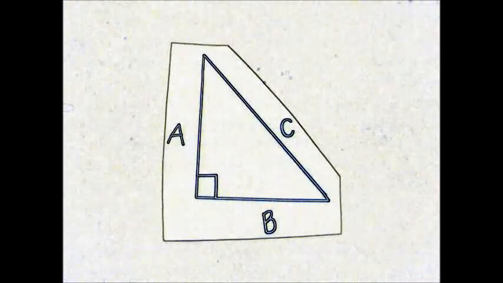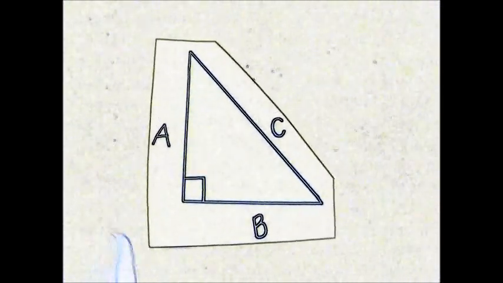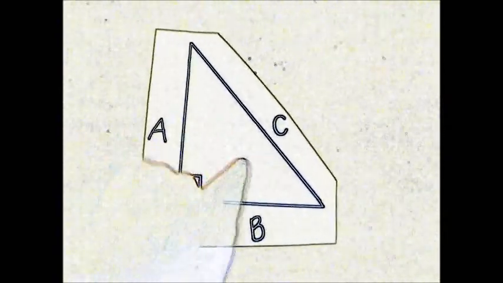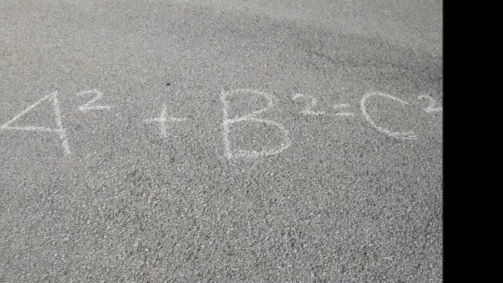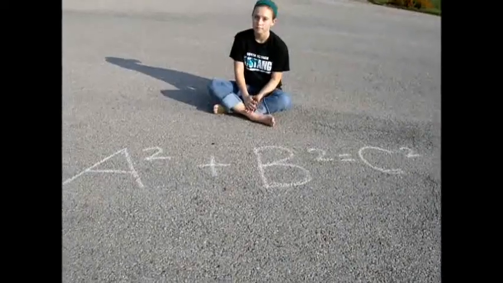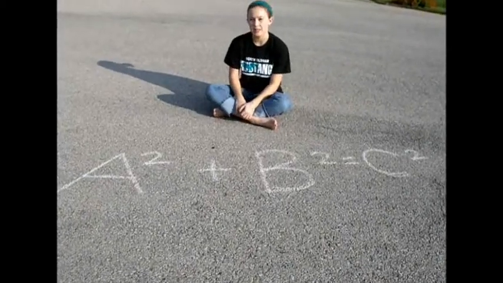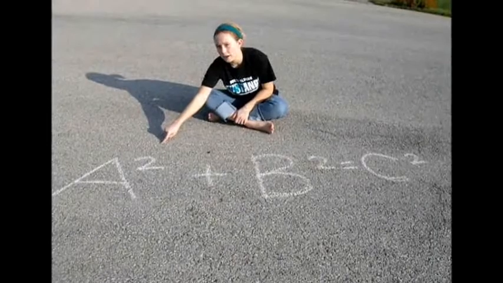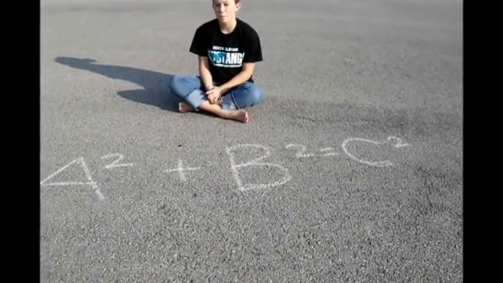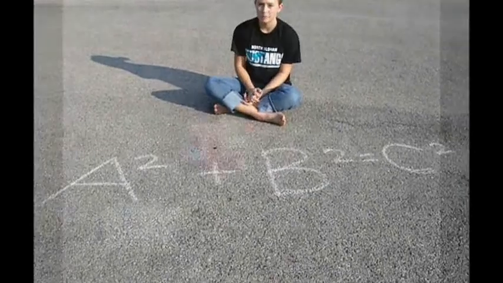Here is a right triangle. You have the legs, which are A and B. Then you have a hypotenuse, which is also known as C. To do the Pythagorean theorem, you have to know A squared plus B squared equals C squared. This will help you get the Pythagorean theorem.